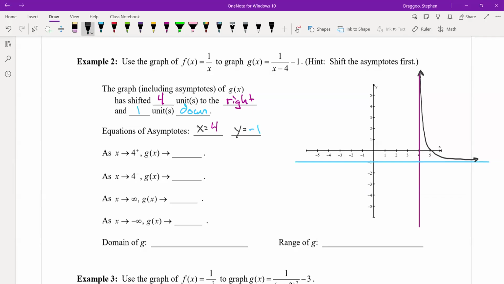It looked like 1 over x, so I'll be sure to make a graph that still has that same shape, but just fits in between my asymptotes.